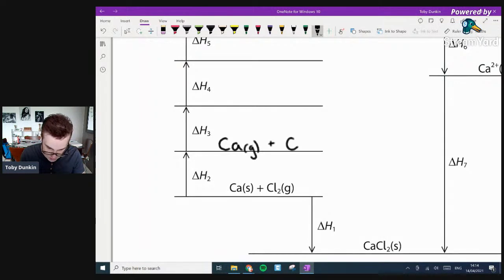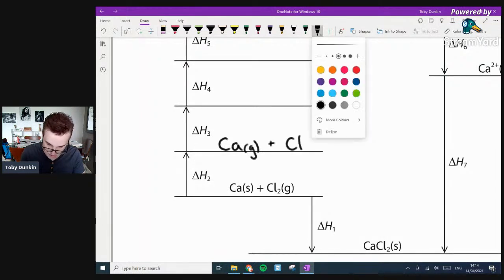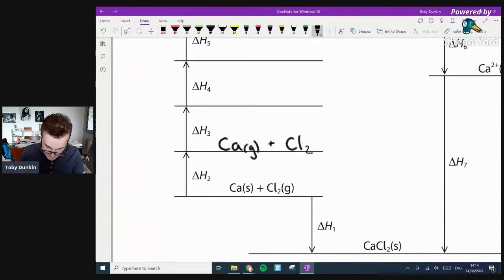This is atomization of calcium. I'm going to reduce my pen size here. And the chlorine gas, which is still a gas. Still not finished with calcium. I'm now going to turn the calcium into a calcium 1+ ion gas, and I'm going to include its electron in the equation, and the chlorine still has done nothing.